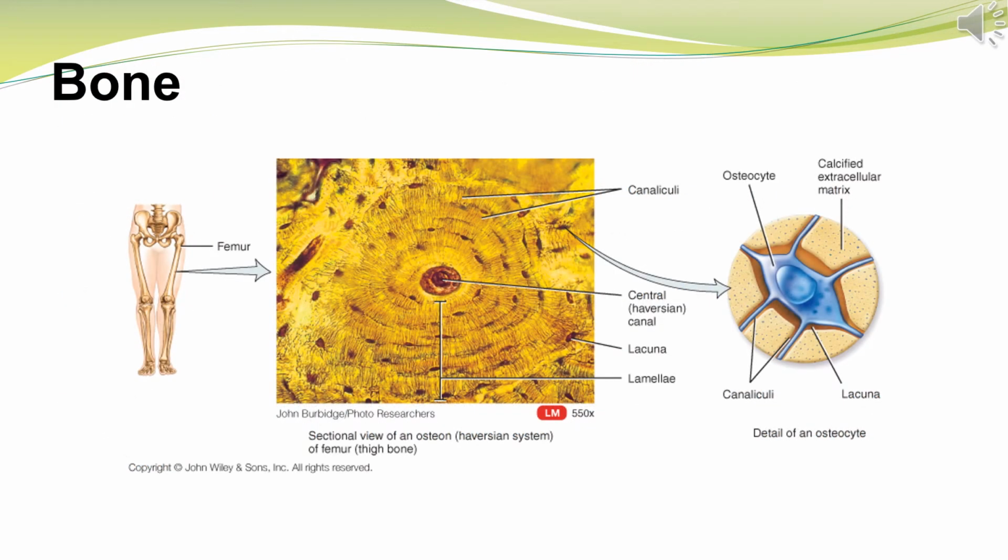Here's a picture from your book which shows a cross section of bone, and if you look over here to your far right, you can see the bone cell or osteocyte itself within the lacuna. And you can see the canaliculi, which connect the various lacuna in the bone cells. And then, of course, surrounding the bone cells, you have a calcified extracellular matrix which completely surrounds the bone cells or osteocytes.